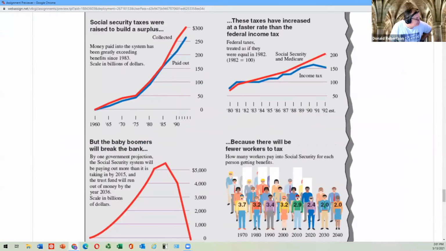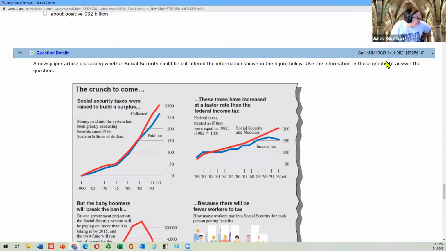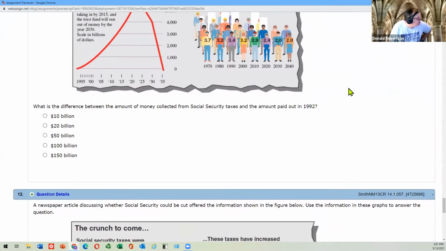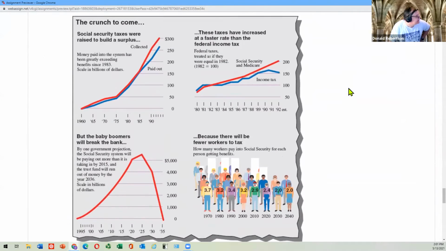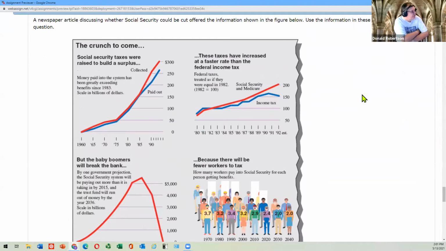These questions take up so much room, which is a bit distracting for me to show you what's going on. But this newspaper article discusses whether Social Security could be cut. The information shown is the figure below. Use the information to answer whatever the question is.